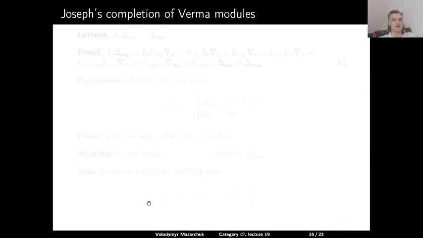Now we can describe Joseph's completion of all Verma modules. First of all, we know that JS applied to the antidominant Verma module delta w0 is isomorphic to delta s w0.